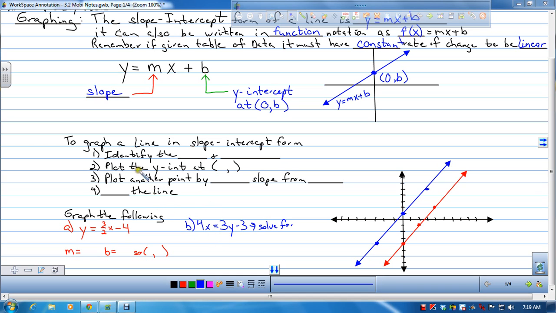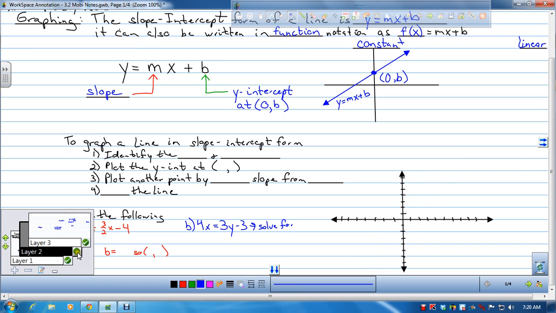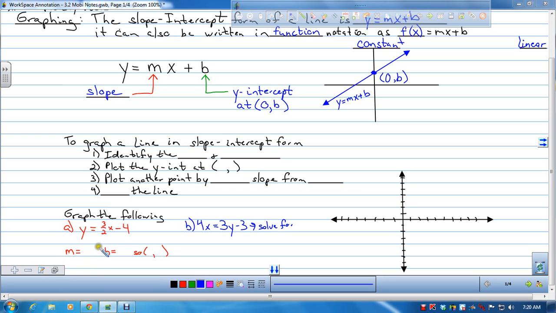To graph a line in slope-intercept form, we are going to, oops, I should have erased these from your there we go. I'll do that. Okay, now we're going.